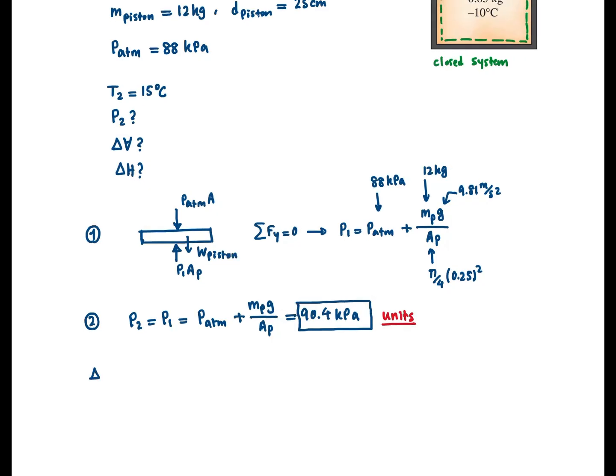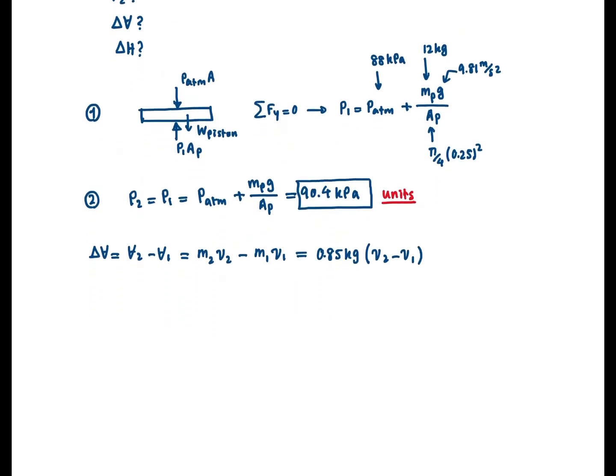Then moving on to delta V. Delta V is V2 minus V1, or m2 times the specific volume in state 2 minus m1 times the specific volume in state 1. And we are dealing with a closed system. Mass remains constant. Mass of the refrigerant is given 0.85 kilogram times v2 minus v1. So we just need to read a specific volume from the table. To do that, we need the states.